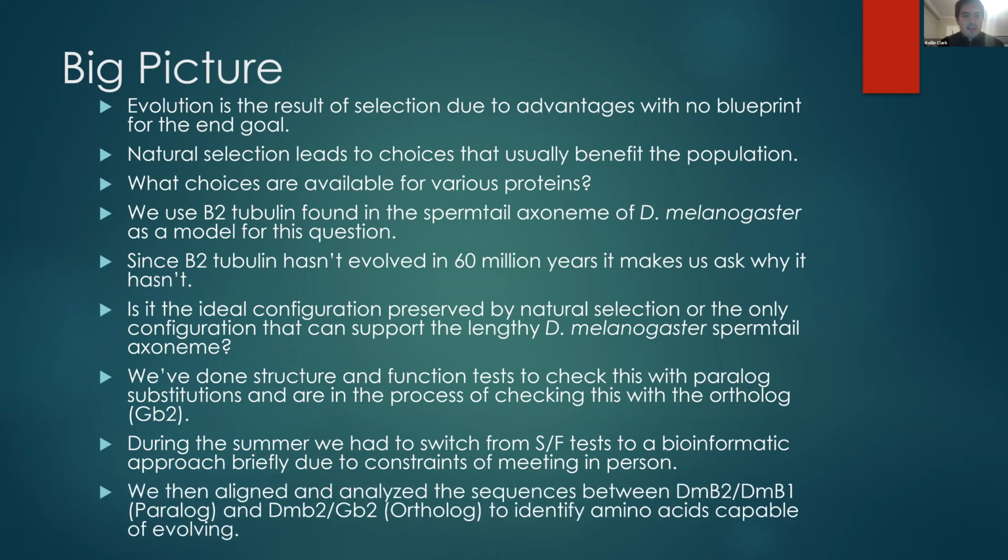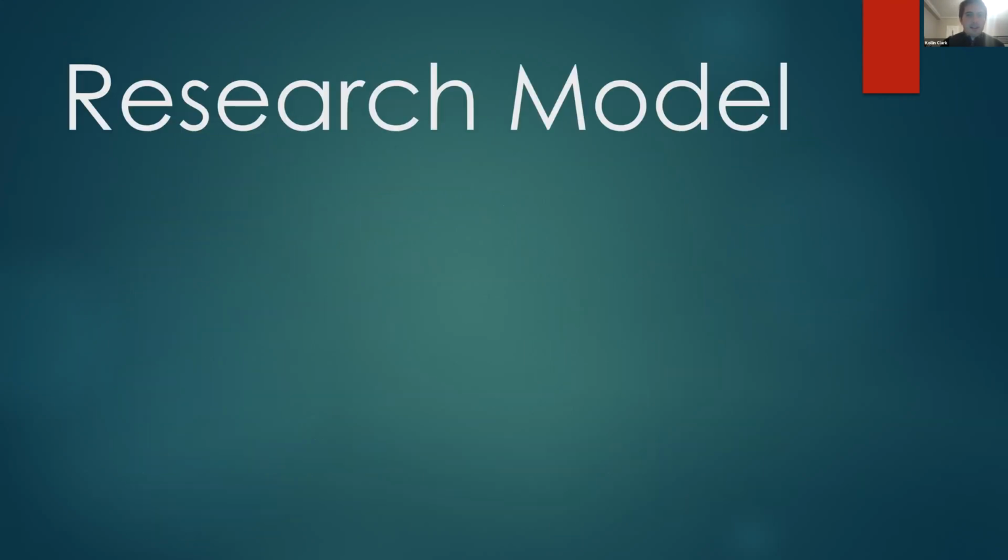So what we did was we aligned and analyzed the sequences between the paralogs and the orthologs to identify amino acids that are capable of evolving in these highly conserved proteins. Really quick, I'm just going to go through our research model to give you perspective on what this bioinformatic research is looking at in vivo.